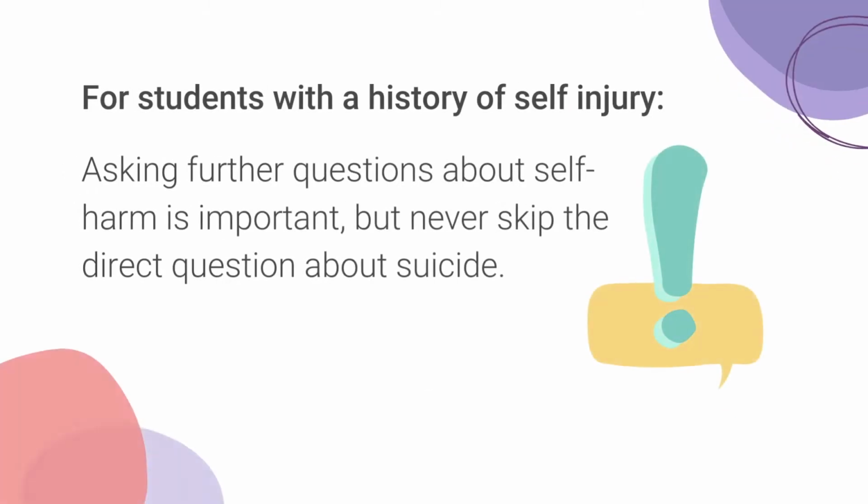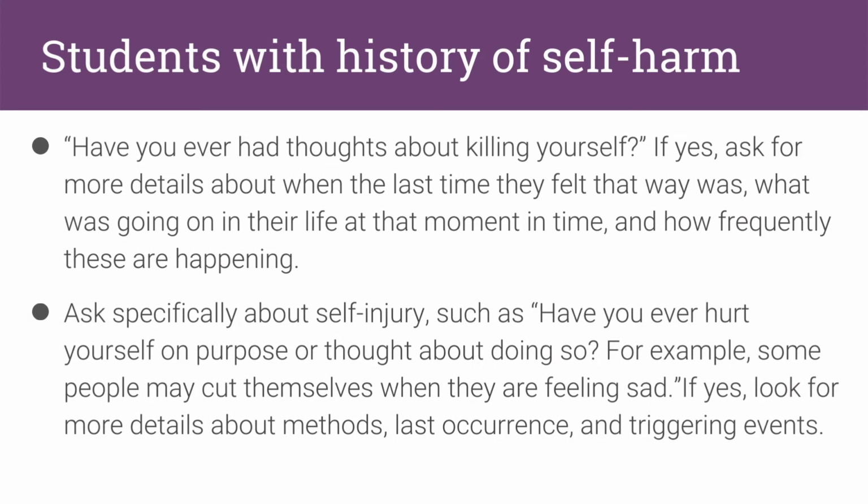For students with a history of self-injury, asking further questions about self-harm is important, but never skip the direct question about suicide. So, for example, if I think a student may have a history of self-harm and I'm doing a risk assessment, I will ask very clearly about both suicide and self-harm, and it'll sound something like this. Have you ever had thoughts about killing yourself? If they say yes, I'll ask for more details about when the last time they felt that way was, what was going on in their life at that moment in time, and how frequently these are happening. I'll also ask for more details, and we'll talk about that in a few minutes.